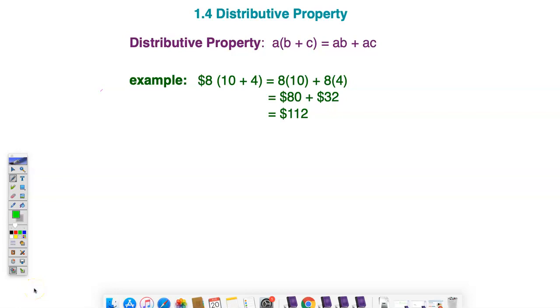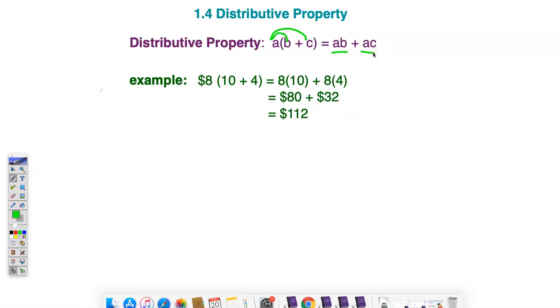Today's lesson involves distributive property. So our first example here involves variables where we're going to take A times B and then we're going to take A times C. So we're basically taking that coefficient that's out front and multiplying it by each term that's on the inside, which gives us A times B plus A times C.